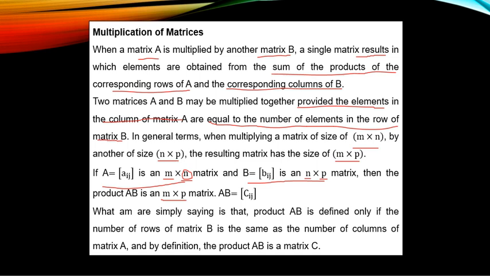To emphasize more, what I'm simply saying is that the product AB is defined only if the number of rows of matrix B is the same as the number of columns of matrix A, or if the number of columns of matrix A is equal to the number of rows of matrix B. Then the product AB is another matrix that can be called C.